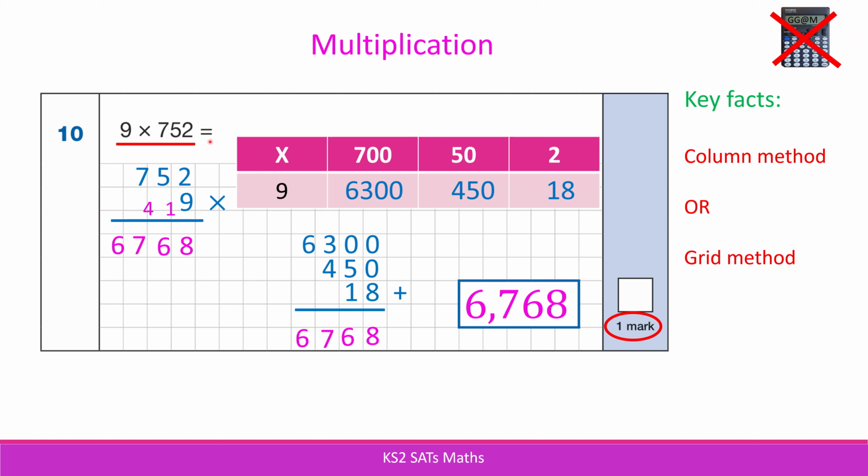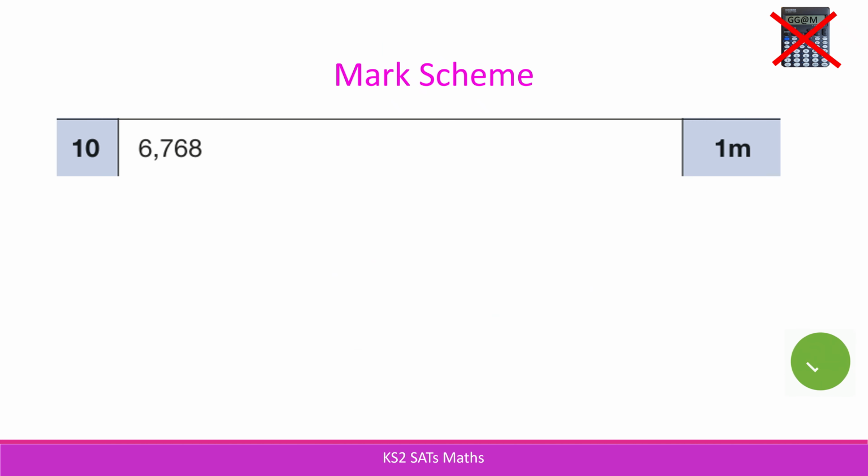You could have multiplied this number by 10 by adding a 0 on the end and then subtract 752 to give you the same answer as well. You choose which method works for you. If you got it correct, give yourself a big tick. Well done. The mark scheme on this question shows the answer 6,768 for 1M, which is 1 method mark.